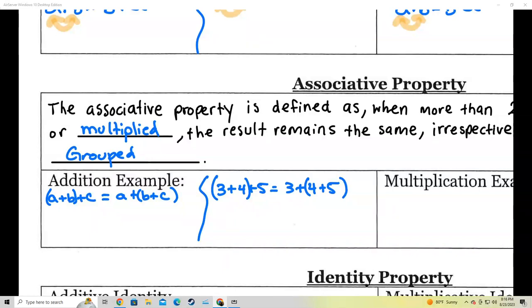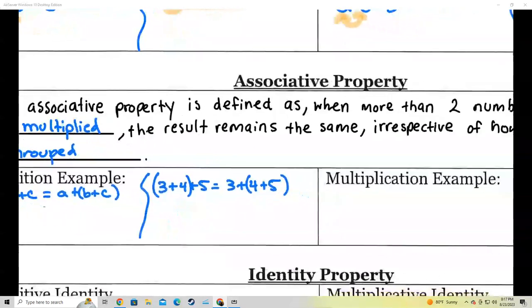If I were to do this in the correct order on the left, I've got to do the parentheses first. 3 plus 4 is 7. 7 plus 5 is 12. Keep that 12 in your head. Let's take a look at the right side. On the right side, I should be doing the 4 plus 5 first. That's a 9. And then 3 plus 9 is 12. So again, you had 12 on the left, 12 on the right, and they must be exactly the same.